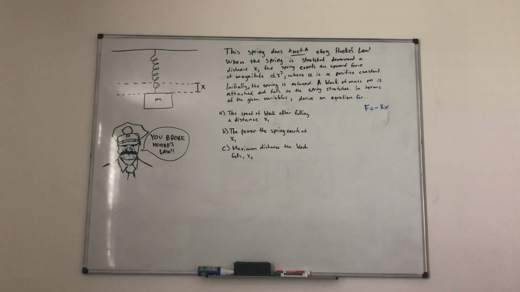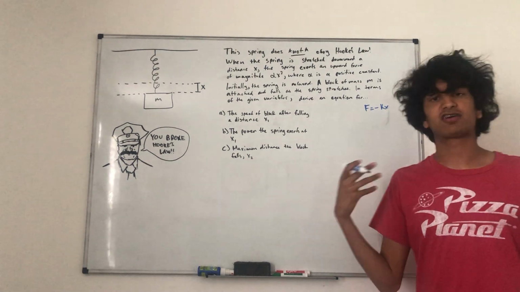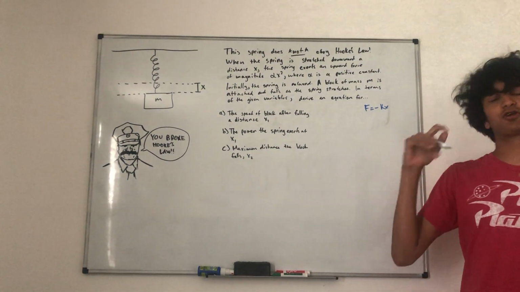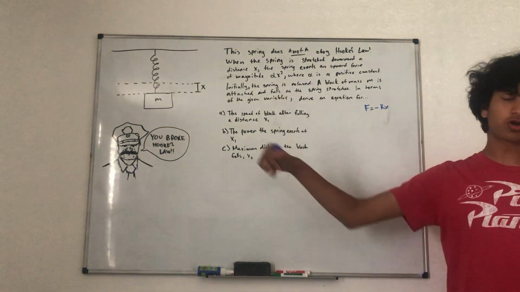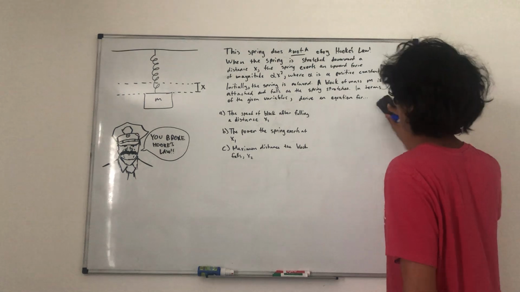So how are we going to solve these problems? Because we're so used to 1/2 kx squared, we're going to see, does 1/2 kx squared work? What do we have to do to solve these problems? And we're just going to get right into it.